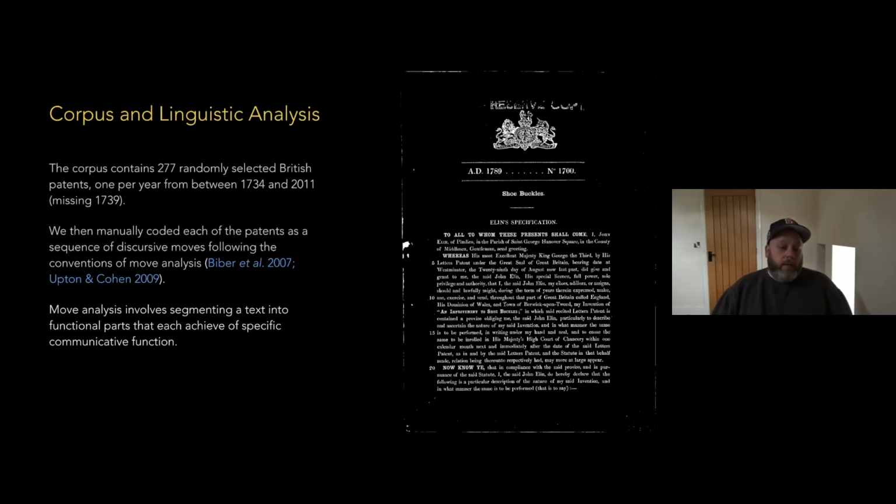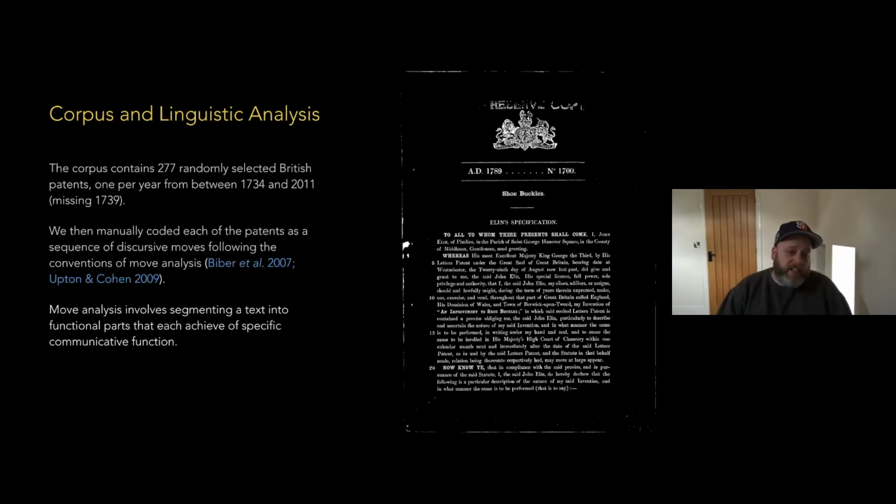We then, Nick mainly, manually coded each of the patents as a sequence of discursive moves. So this is a move analysis. This is a relatively common form of discourse analysis. The idea is to take a text and segment it into the chunks that achieve different communicative functions. The canonical example is splitting up an academic article. You have an abstract, an introduction, a method section, and if you do this for a corpus of texts, you can look at variation and patterns in the structure at the discourse level, above the sentence level structure in these texts. So that's the idea here.